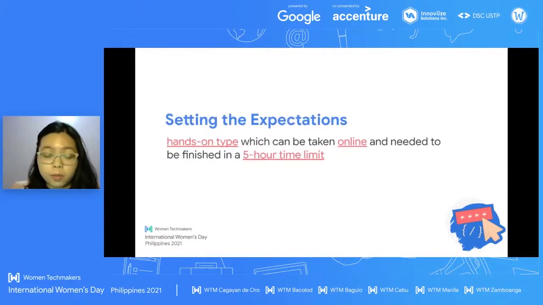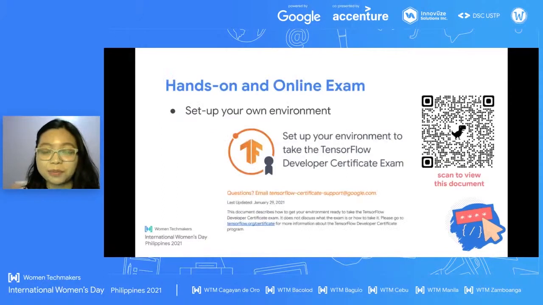And if I were to put it in a nutshell, in one sentence, I would say that it's a hands-on type of exam, which can be taken online and needs to be finished in a 5-hour time limit. So that feels thrilling, and it's kind of compressed, right? So let's elaborate on it. It's a hands-on and online exam. Therefore, you will be asked to have your environment ready.